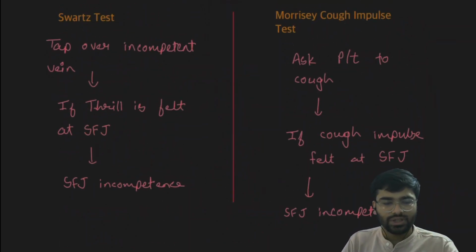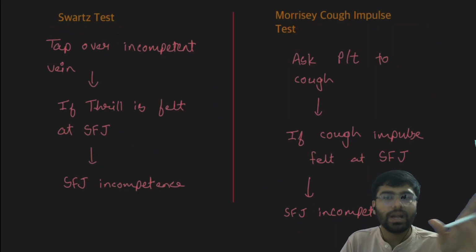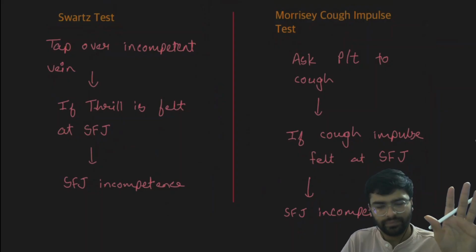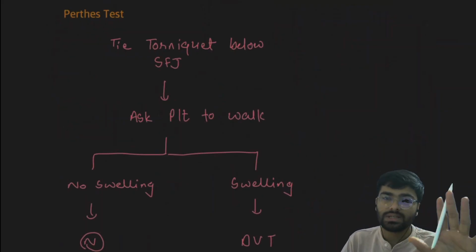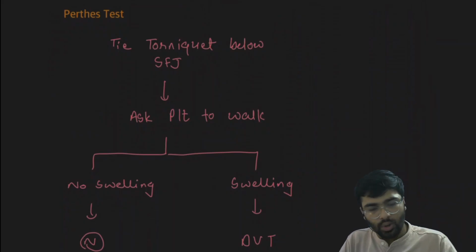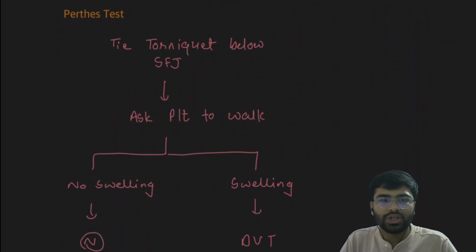One is the Schwartz test, Morrissey cough, and earlier we have discussed the Trendelenburg. So three, anyone we can perform. Trendelenburg is an easy one. Now Perthes test. Now this is for diagnosing a problem in the deep vein. So tie a tourniquet below the saphenofemoral junction. Then you ask the patient to walk.